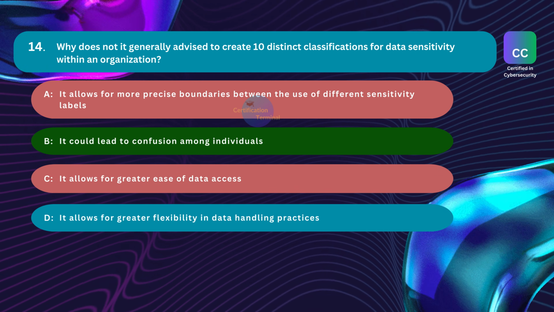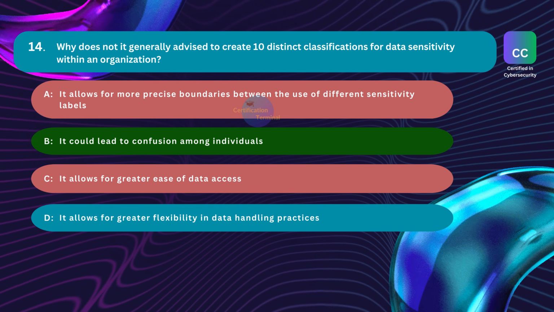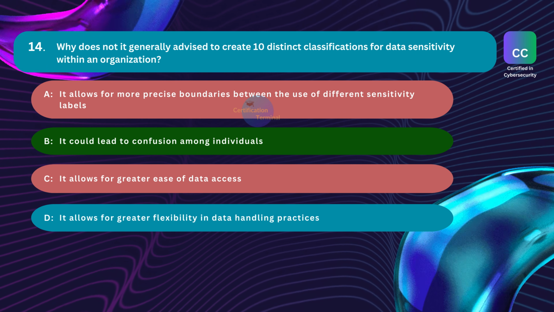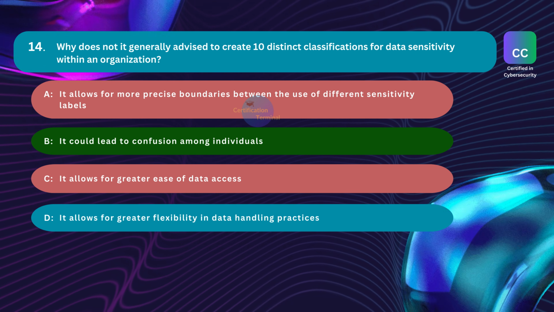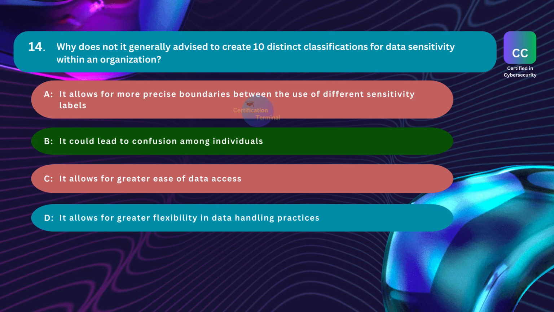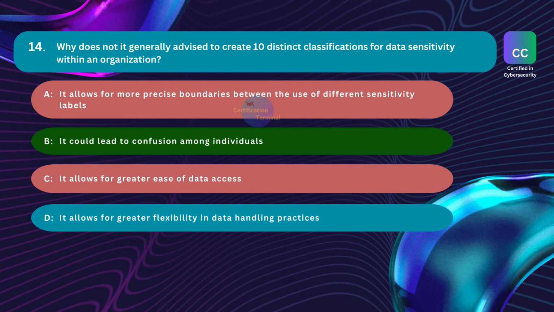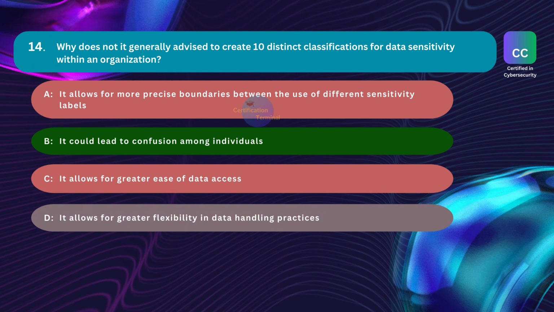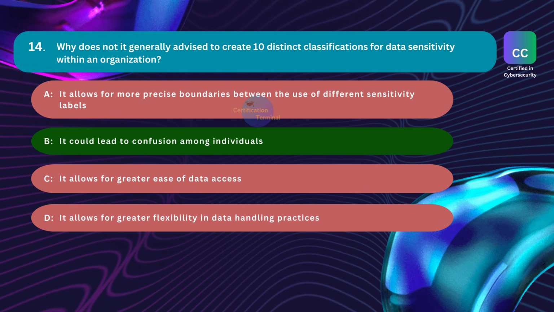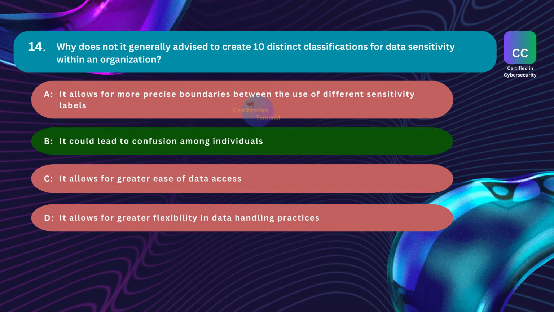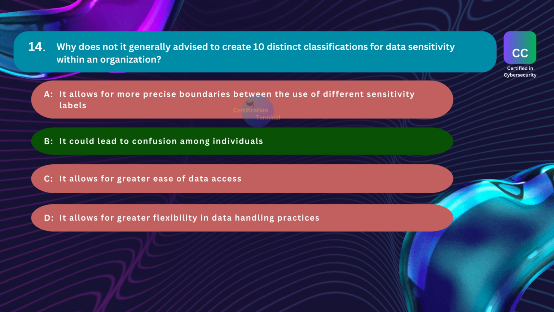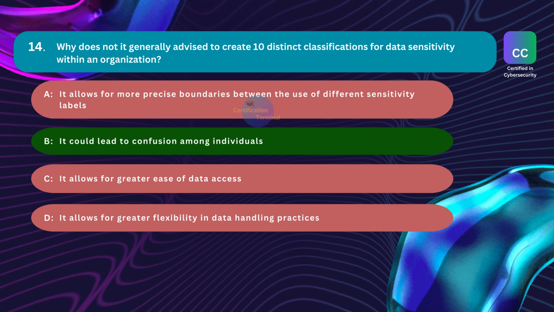Option C, it allows for greater ease of data access, is incorrect. Having numerous sensitivity classifications might not necessarily ease data access. It might complicate access by introducing multiple layers of classification that need to be navigated, potentially slowing down the retrieval of information. Option D, it allows for greater flexibility in data handling practices, is incorrect. While having multiple classifications might seem flexible, it can actually limit flexibility due to rigid adherence to predefined categories, making it harder to adapt to unique situations.